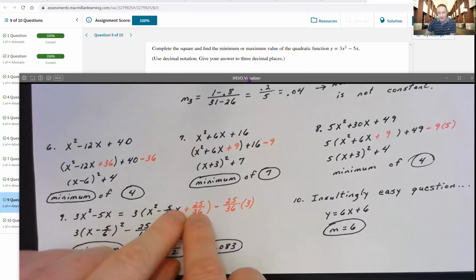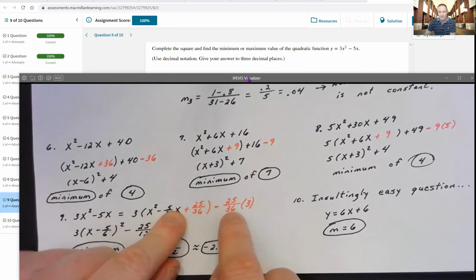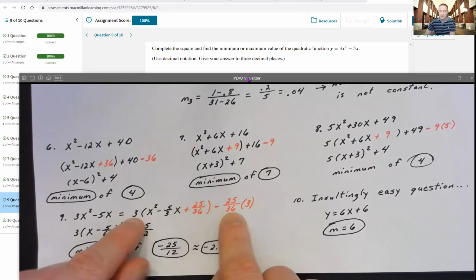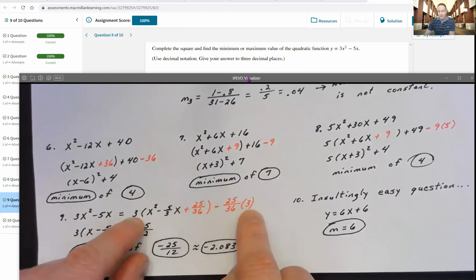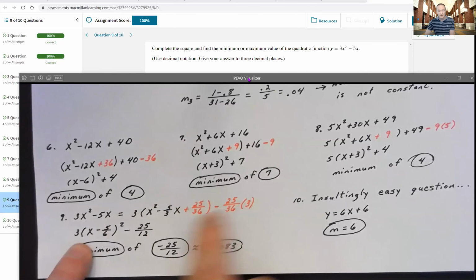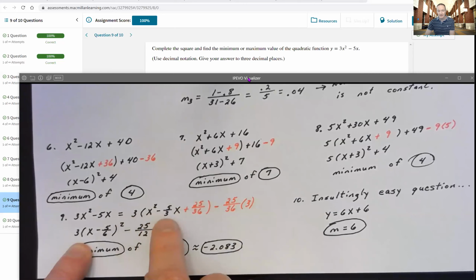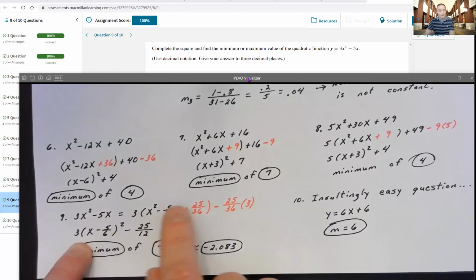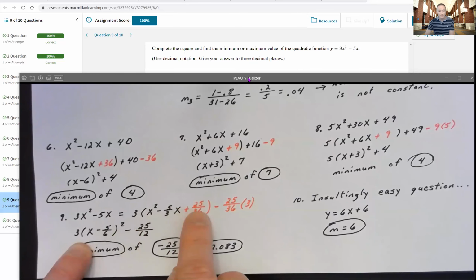Now, in order to make up for that, because that was not previously there, I have to subtract the 25 over 36 on the outside. And remember that that's multiplied by 3, so the subtraction of 25 over 36 also has to be multiplied by 3. And then your inside part, this trinomial written as a binomial, is going to be 3 times the group x minus 5 over 6 quantity squared. If you multiplied x minus 5 over 6 times x minus 5 over 6, you will get this trinomial back.